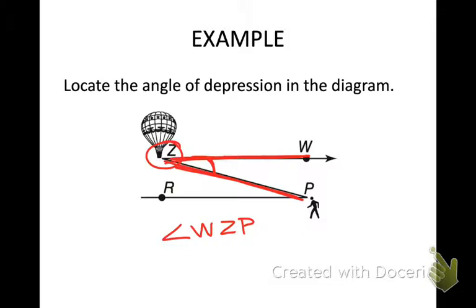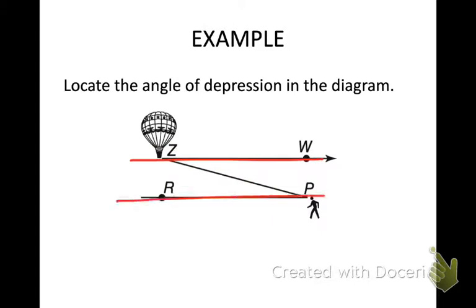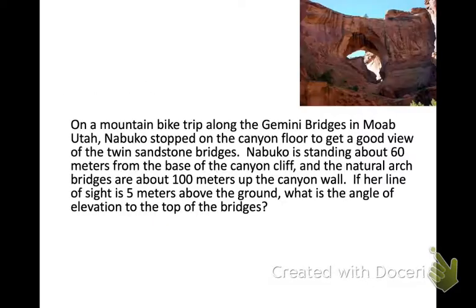If you notice, we do have parallel lines with a transversal. So what should be true about our angle of depression and our angle of elevation? They would be congruent because they're alternate interior angles. So really, it doesn't matter if you're looking up or looking down, your angle of elevation and your angle of depression will be the same. We're going to use that idea as we move forward with our word problems.